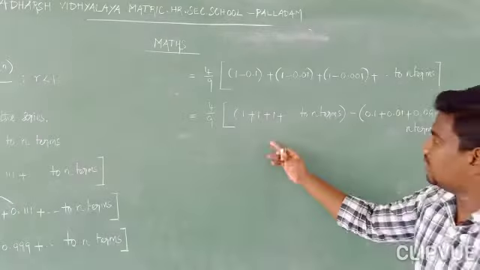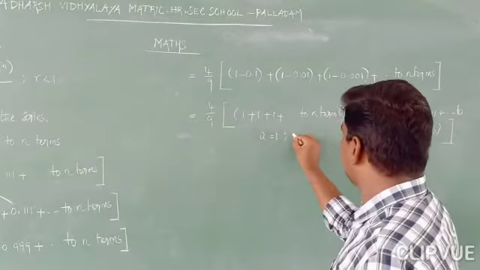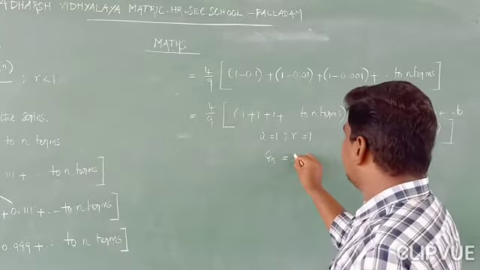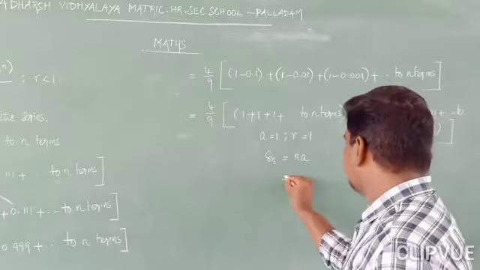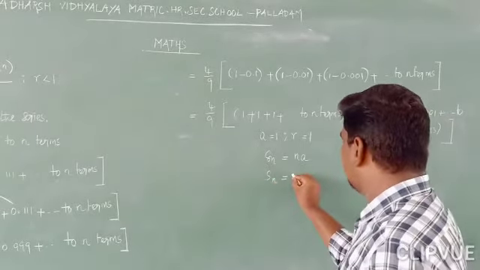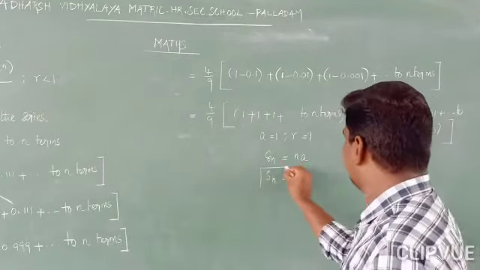Okay. So now we can apply that. Here a equal to 1, r is also 1. You know the formula Sn equal to n into a. Sn equal to n into a. So a equal to 1. So Sn is equal to n. For this, the sum is equal to n.